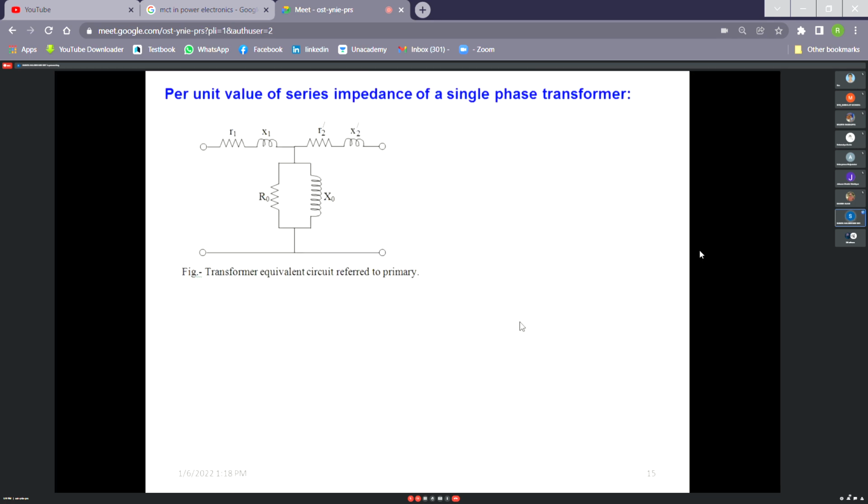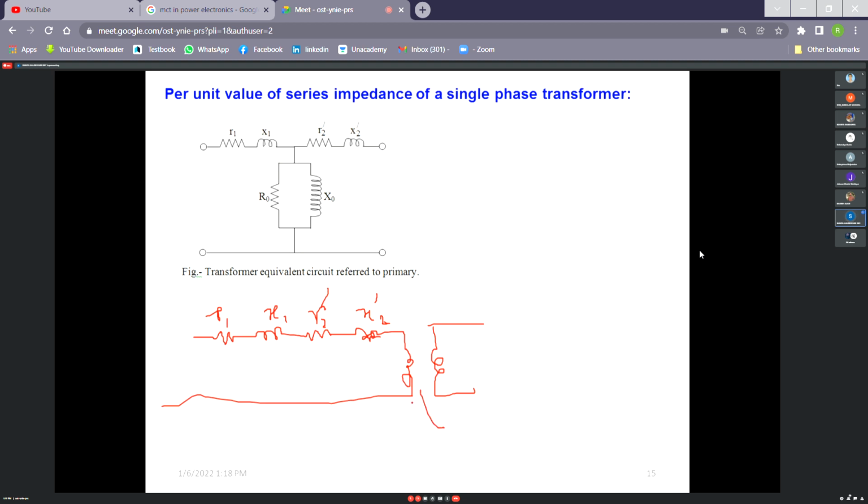So if we make a circuit where there is a transformer, then we cannot get rid of that ideal transformer, right? So it will be either in primary side or in secondary side. In primary side, this may be one representation. These R1, X1, R2, X2. Obviously, it is X2 dash referred to primary. This is the ideal transformer.